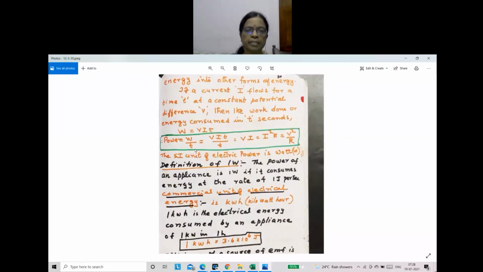That is equal to V into I. Formula for power: T cancels, we get V into I. Or another formula, I squared R. Another formula, V squared by R. The SI unit of electric power is watt.